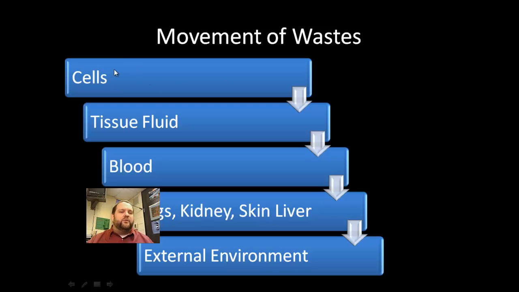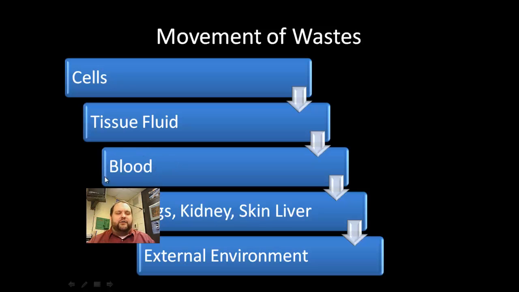Now, the movement of waste, I just kind of want to point this out because waste always moves in the same direction. And here's how it's always going to go. I have this little chart here. And first off, the waste starts off in our cells here. And from the cells, the waste goes out into the fluid surrounding the cells. So the tissue fluid out of the cells. So the cells excrete it into that tissue fluid. And then from there, the waste is picked up by blood. And a lot of times it's just picked up by diffusion. There's more waste in the tissue fluid and less waste in the blood. So it just diffuses into the blood.